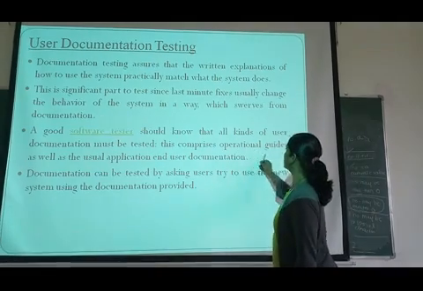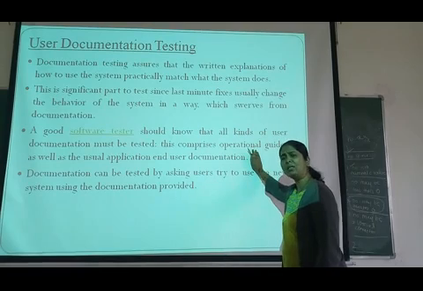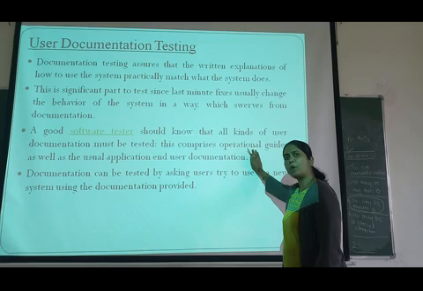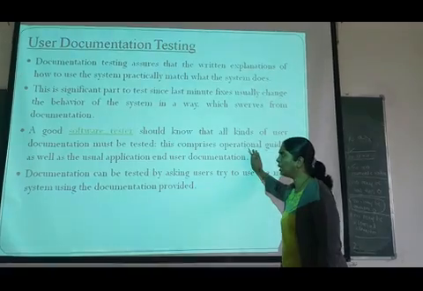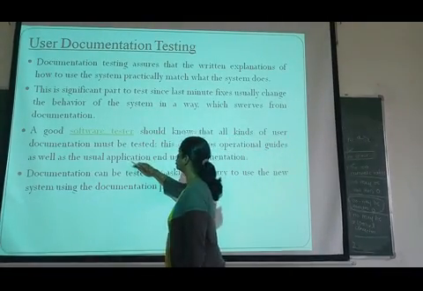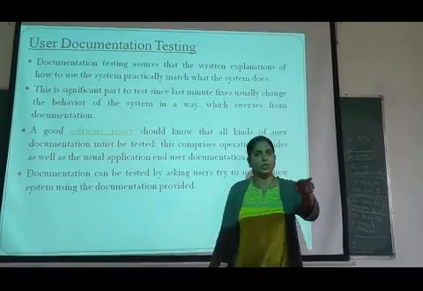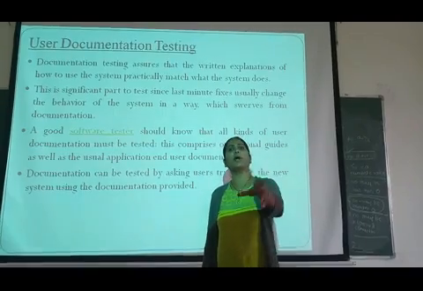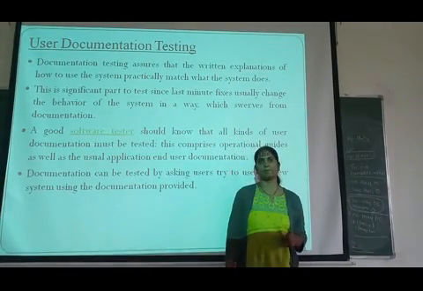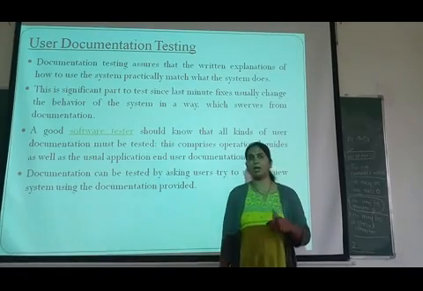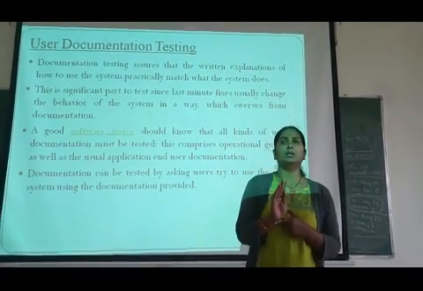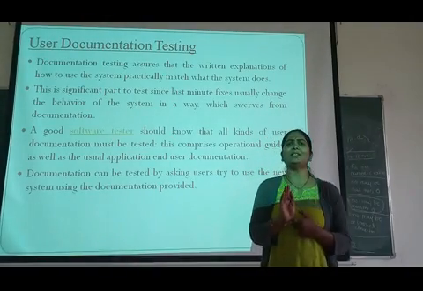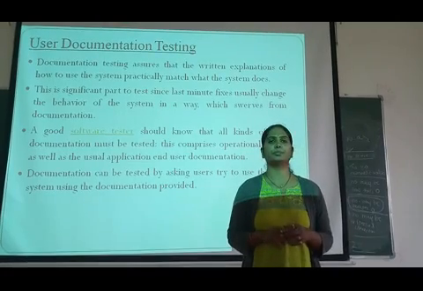This comprises the operational guide, which means the written documentation is our operational guide. Operational guide means that according to that written document, we are going to work on that software or application. And the usual application and user documentation means that documentation will be provided to the end user for use. See, when we purchase any new thing, a manual comes with it. They are going to provide you a manual. Now why is this manual actually required?